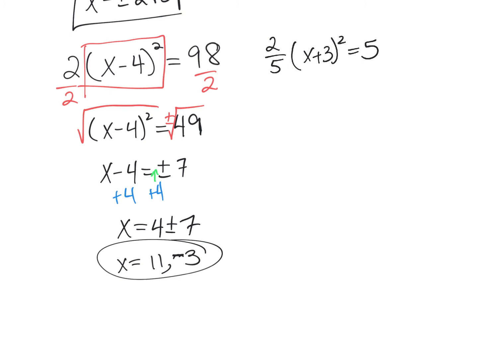So I have 2/5 times (x plus 3) squared equals 5. Again, we're not FOILing this out. We're just going to get rid of the coefficient by doing what? Multiply by the reciprocal, 5 over 2. So we get (x plus 3) squared equals 25 over 2.